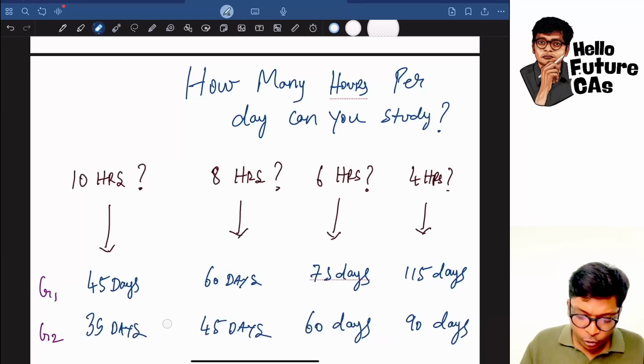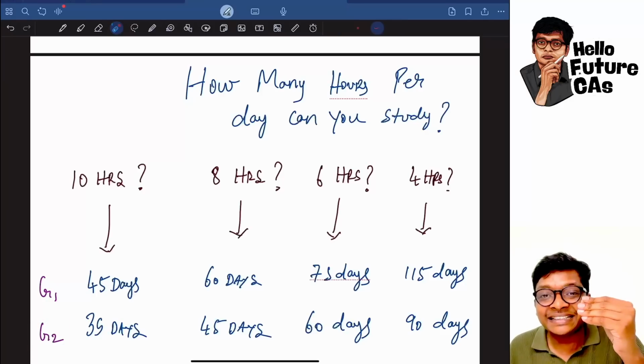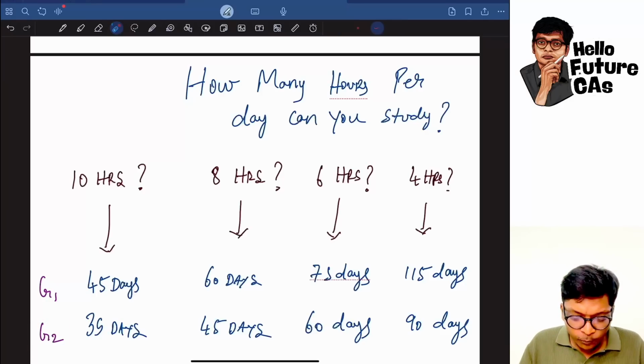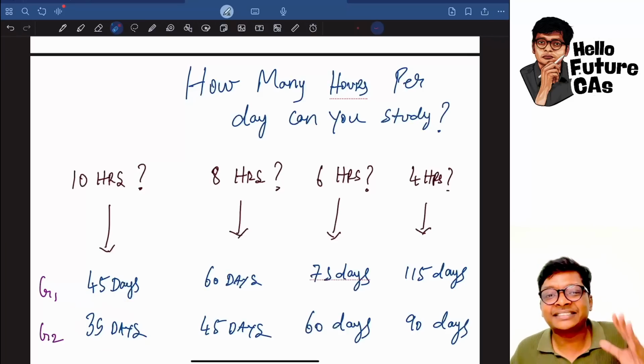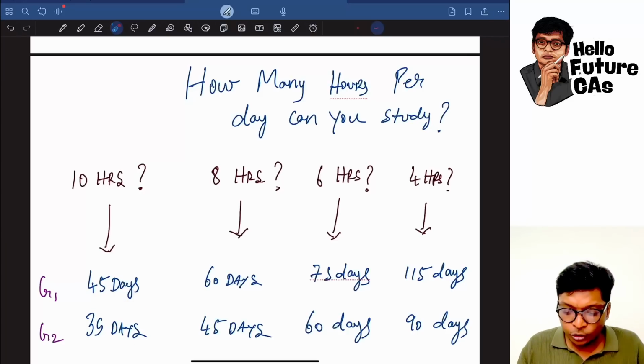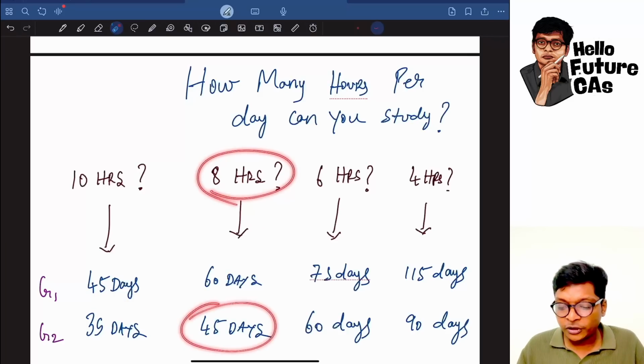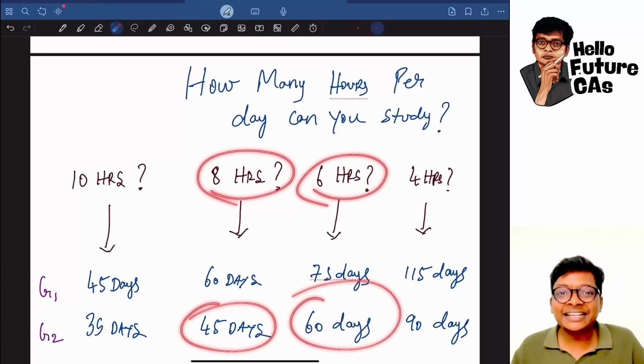Sir, what about group 2, sir? Group 2, generally the duration is a little less. Therefore, in group 2, you can finish within 35 days itself because it's more theory oriented. So if you study 8 hours a day, 45 days you can finish. 6 hours a day, 60 days you can finish.